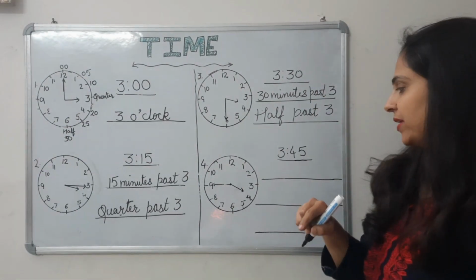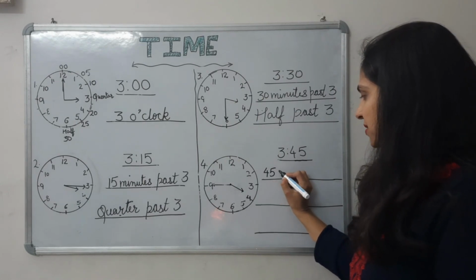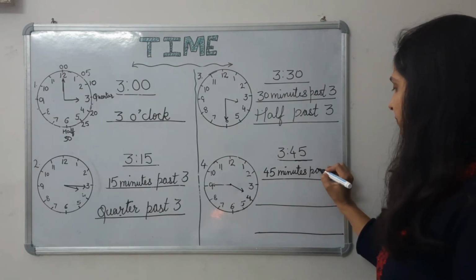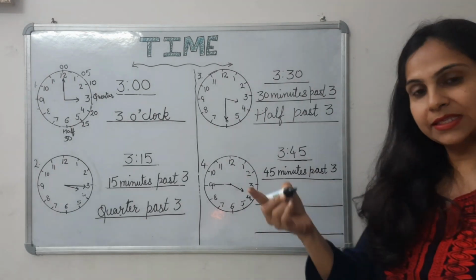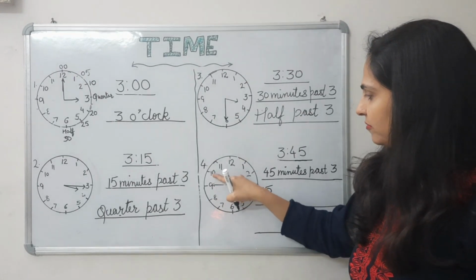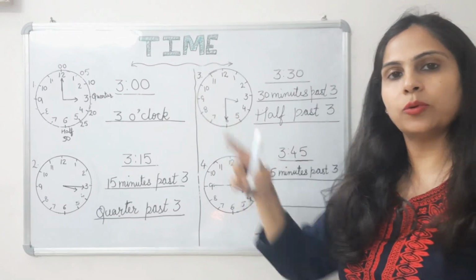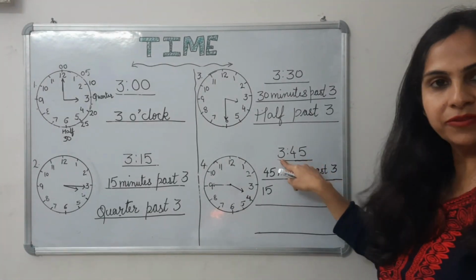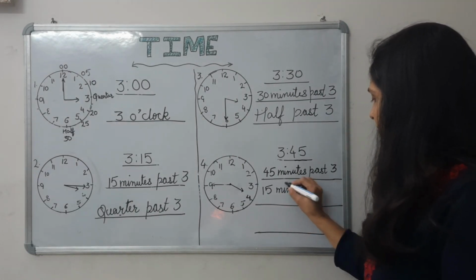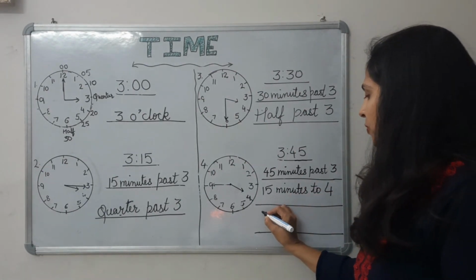Clear? Now let's write in words as well. 3:45 means 45 minutes past 3. Or you can say 15 minutes. Look, 45 minutes have passed, and 5, 10, 15, 15 minutes are left to the next hour. And what is the next hour? What is the next number after 3? 4. So 15 minutes to 4. And 15 minutes we call a quarter.